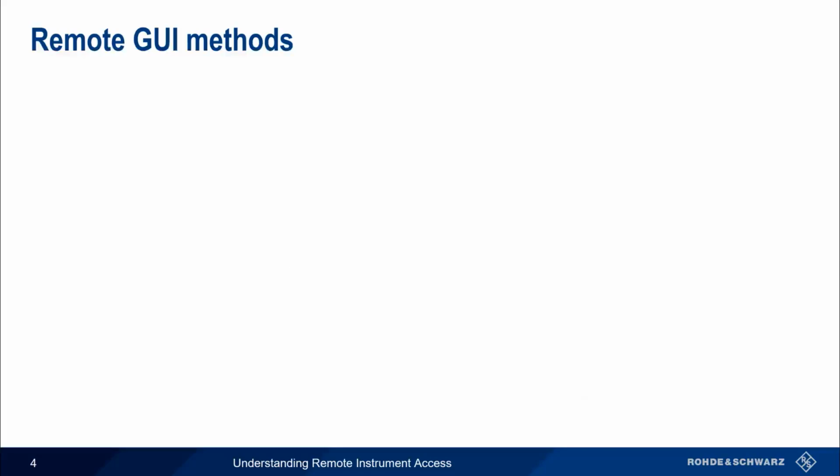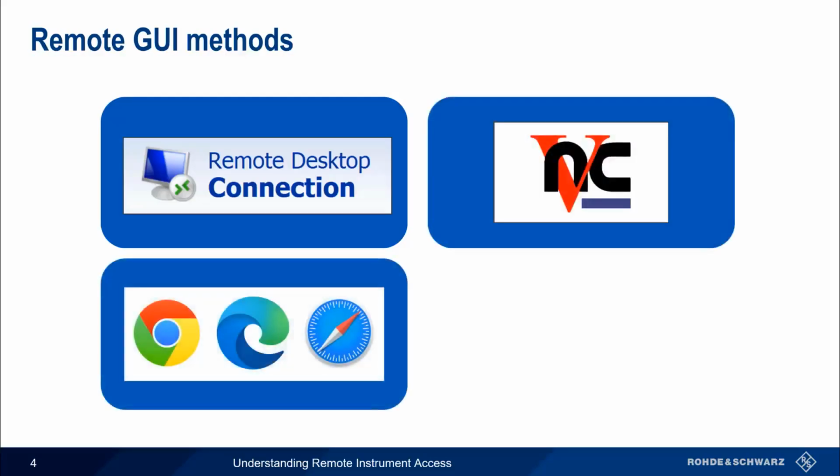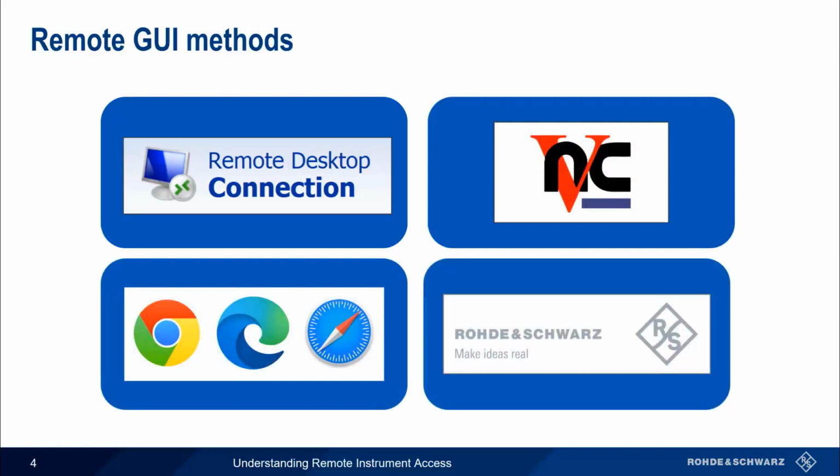There are four main methods for remote GUI viewing or remote GUI control of test and measurement instruments. These are remote desktop, VNC, web browsers, and dedicated applications. Let's take a look at each one of these methods in a bit more detail.